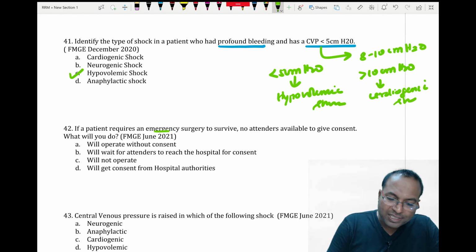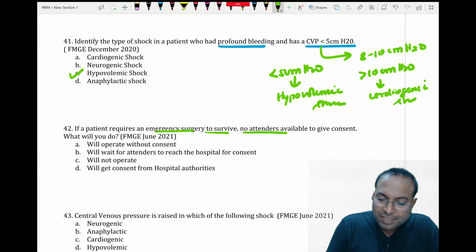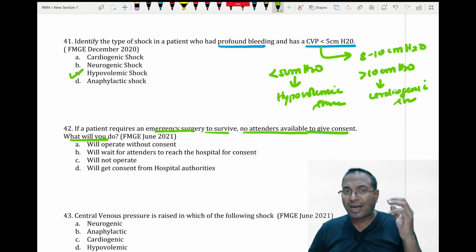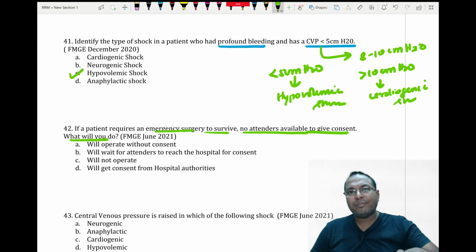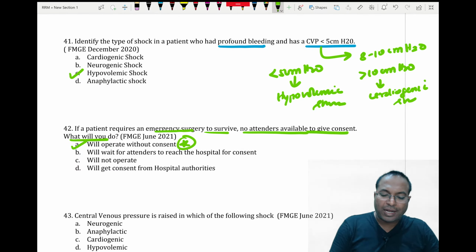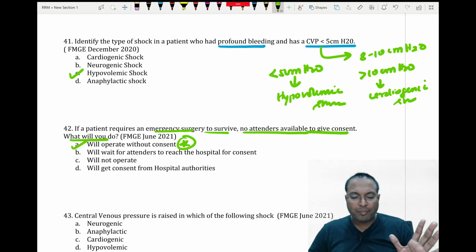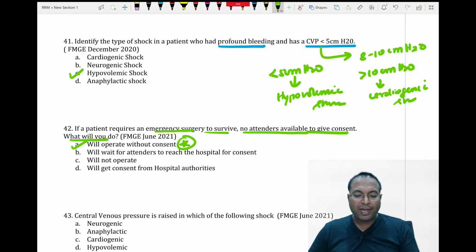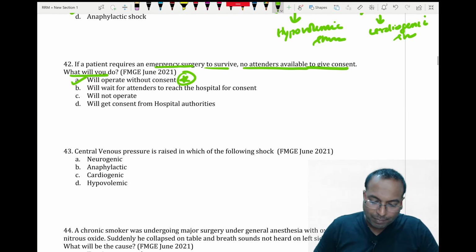If a patient requires emergency surgery to survive and no attenders are available to give consent. Simple question. A patient is coming to you with trauma. We need to operate immediately. There is nobody to give consent. What will you do? We'll operate without consent. There is no need to get consent from any hospital authorities or any attenders. You can operate by yourself without any consent for the benefit of the patient. No consent needed if nobody is available.